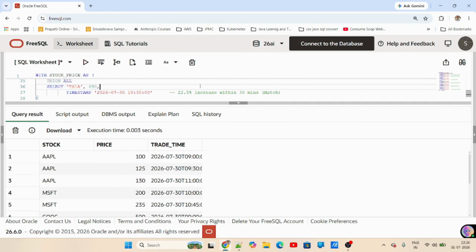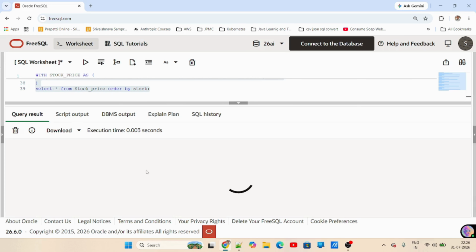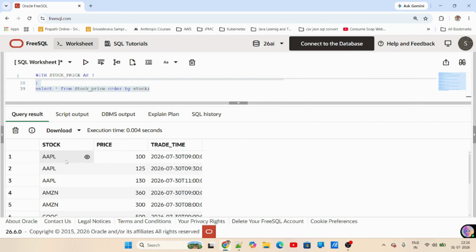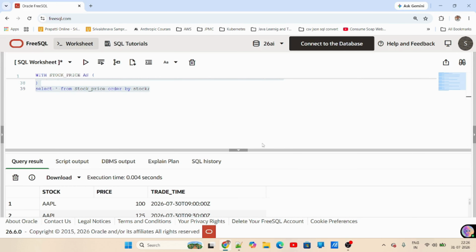If you look at this data, it has all the stock data, which contains the stock name, the price of the stock, and the trade time. It is like every half an hour or so that you will see the price of the stock here. So Apple is 100, 125, 130, Amazon, Google, Microsoft, Tesla. So we have these 4 or 5 stocks, and we will see if any of these stocks have had their price increase by more than 20% within an hour. Just keep that in mind, okay?